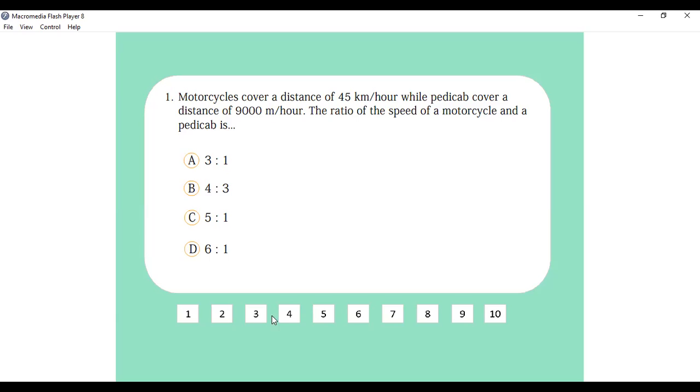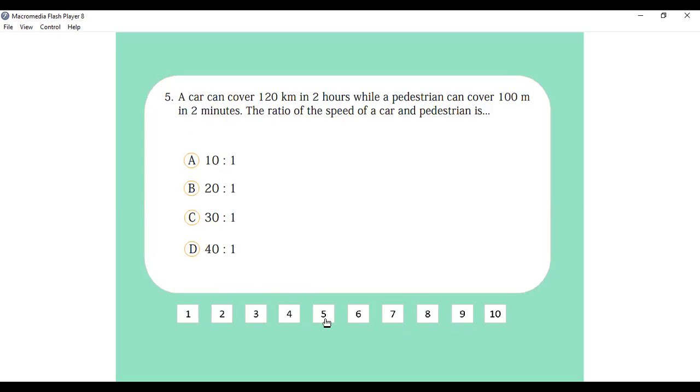This exercise consists of 10 multiple choice questions. In each question, there is a button for all numbers. So if a student wants to return to a number that is far from the number being worked on, it will shorten the time compared to using the next and back buttons.